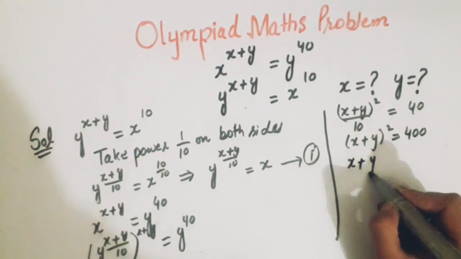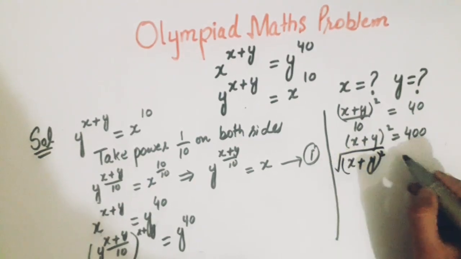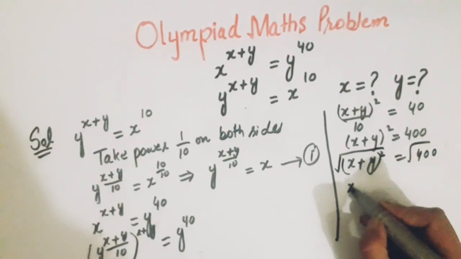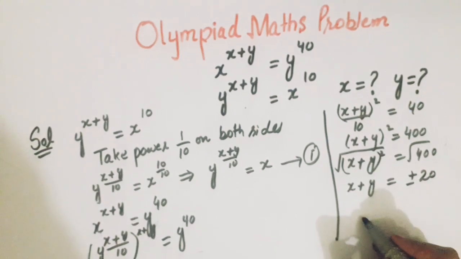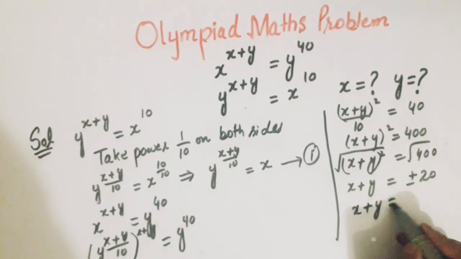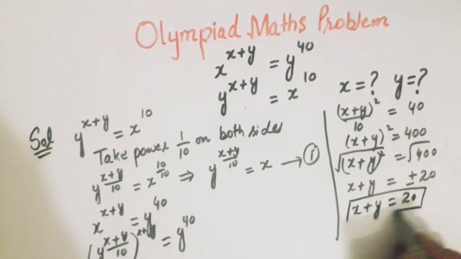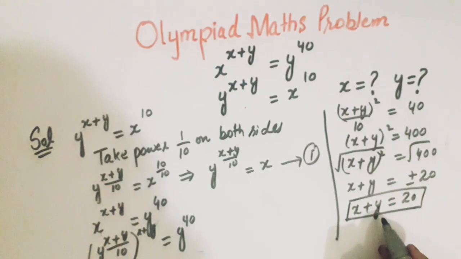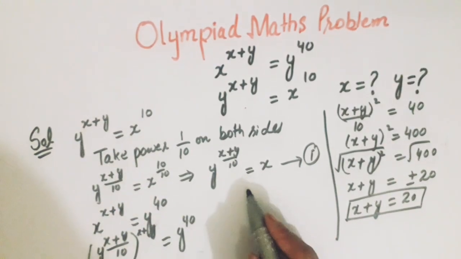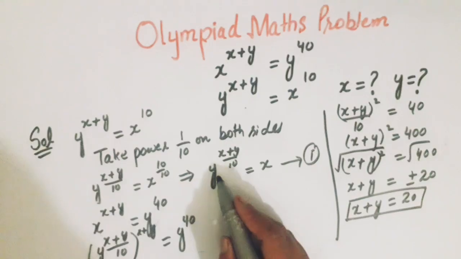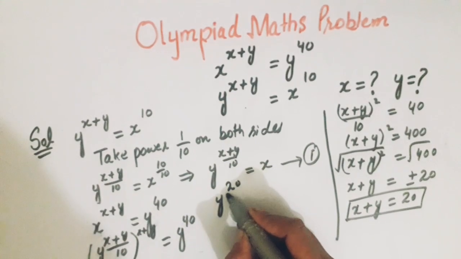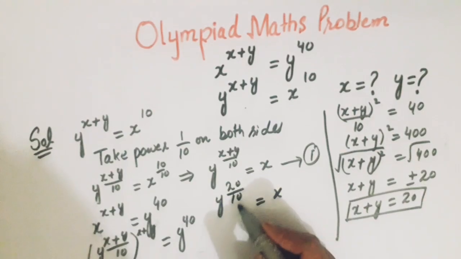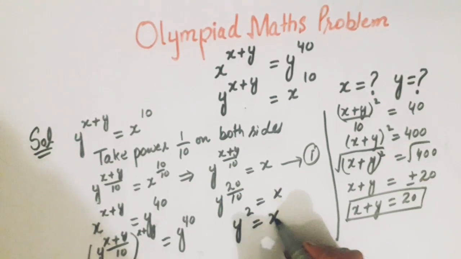Now we will take the square root on both sides. So we get x plus y equals plus minus 20. Only the positive root will be considered because both x and y are positive. That's why x plus y equals 20. So this is equation 2. Now after finding x plus y equals 20, we will substitute it in equation 1. So we get y raised to power, in place of x plus y, we will write 20 by 10 equals x. So this will be y square equals x.